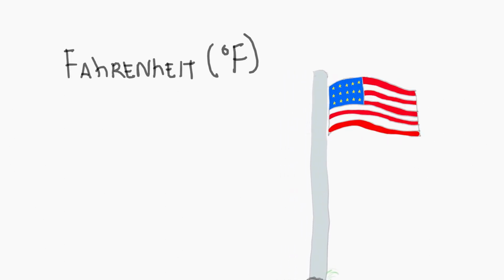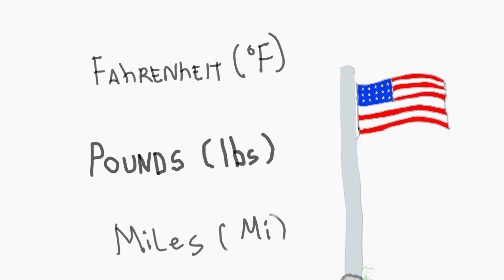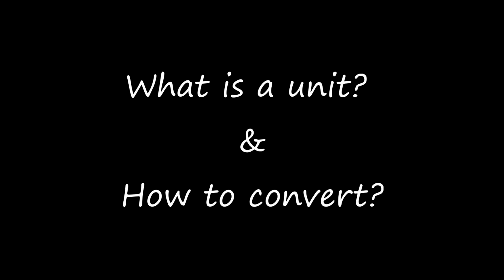If you are from the United States, you have probably used units like Fahrenheit, pounds, and miles. But just across the border to the north is Canada, where people use units like Celsius, grams, and kilometers. But what is a unit, and how do you convert it?